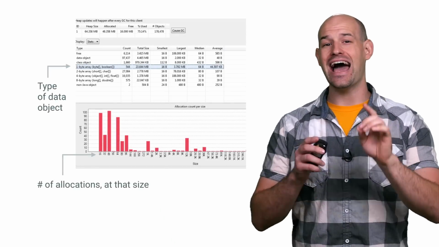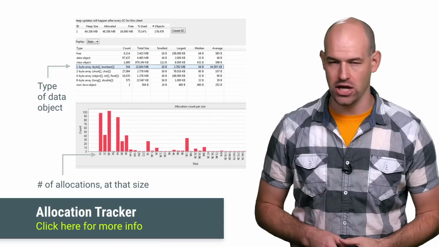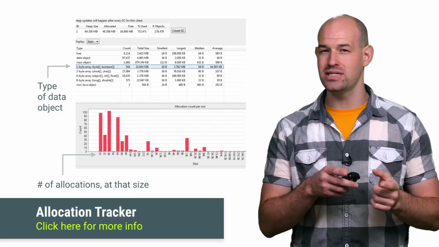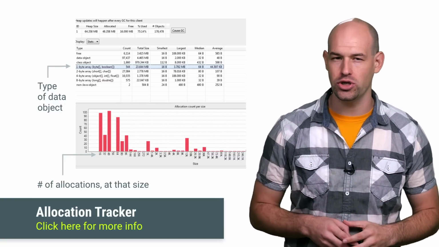Now, if you're ever wondering where your memory is going, make sure to check out the Allocation Tracker tool inside of Android Studio. If you see content from an activity that's not supposed to exist, you might need to take a hard look at your code.